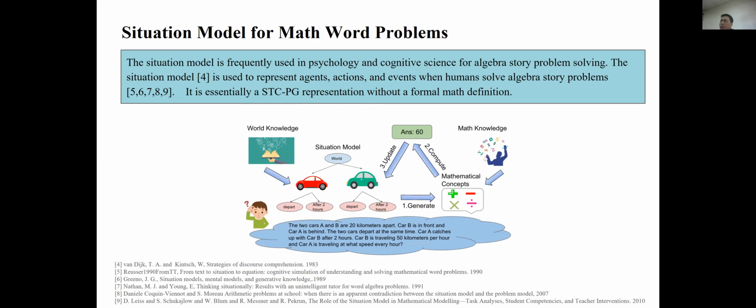So what we do is similar to what psychologists try to do. They call this a situation model. A situation model is frequently used in psychology and cognitive science for solving algebra story problems, in the sense that you have a car A and a B, and they try to give you a situation. That situation is basically spatial and temporal parsing. Okay, it's a path, right? And then you parse it, and you augment it with attributes like speed and so on.